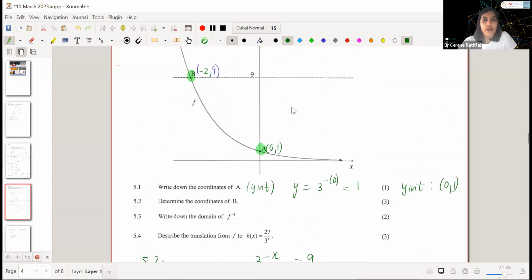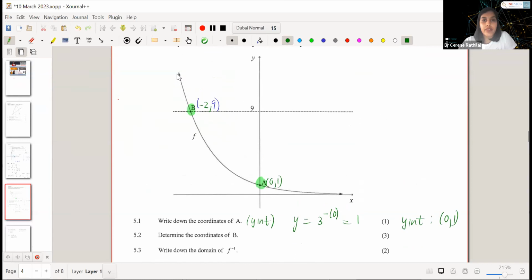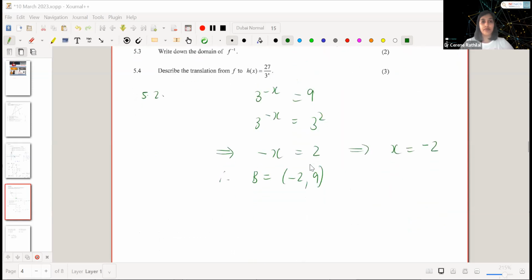Next bit. Write down the domain of f inverse. Remember, this function is f. Now, what property do we know? What relation do we know about functions and their inverses? If I want to determine the domain of f inverse, what I actually have to do is investigate what is happening with the range of f.